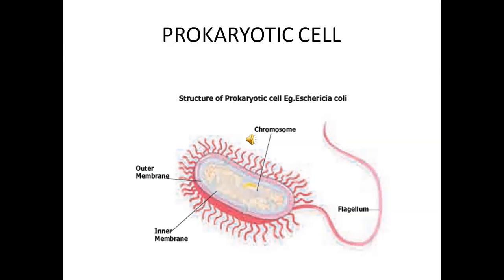It ranges from 0.003 to 2.0 micrometer in diameter. For example, bacteria. The structure of a prokaryotic cell is given here. These are the parts of the prokaryotic cell: chromosome, outer membrane and inner membrane, and flagellum. Flagellum helps to move the prokaryotic cell, that means bacteria.